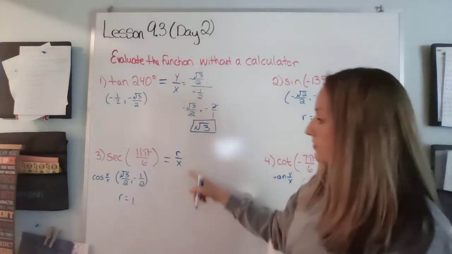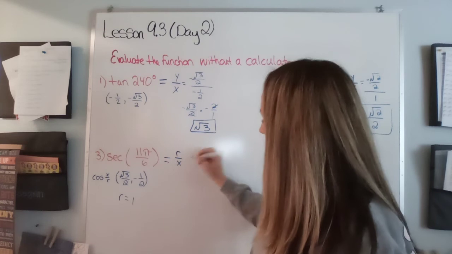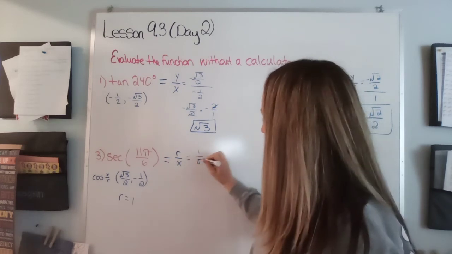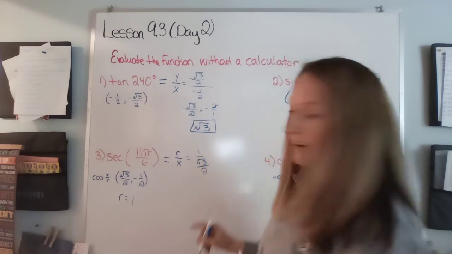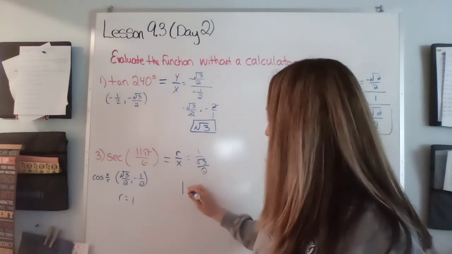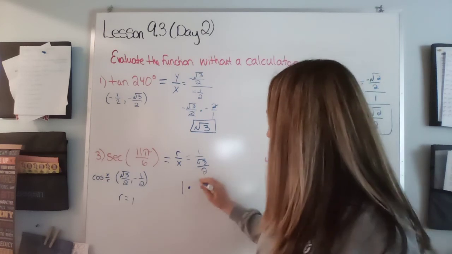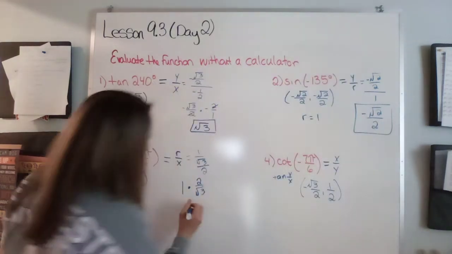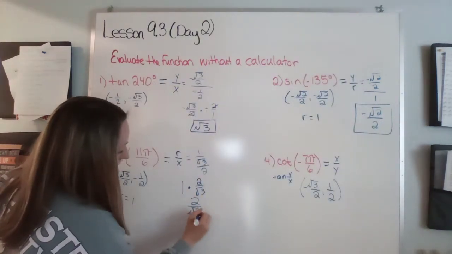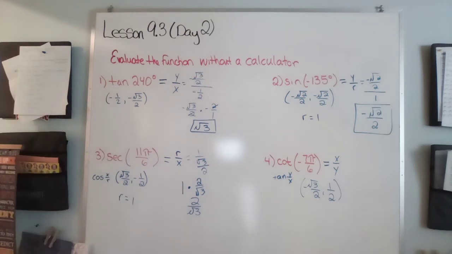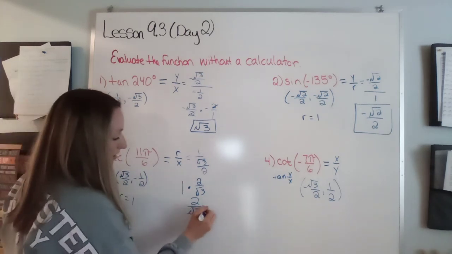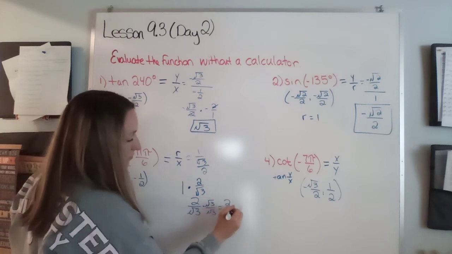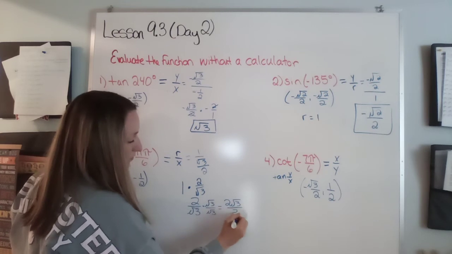For this one, it's r over x. The r value is 1. The x value is root 3 over 2. Again, complex fraction, you might want to write that as 1 times the reciprocal of the second fraction, 2 over root 3. Now I have 2 over root 3, but I need to rationalize it, so I'm going to multiply top and bottom by root 3. Then I have 2 root 3 over 3.